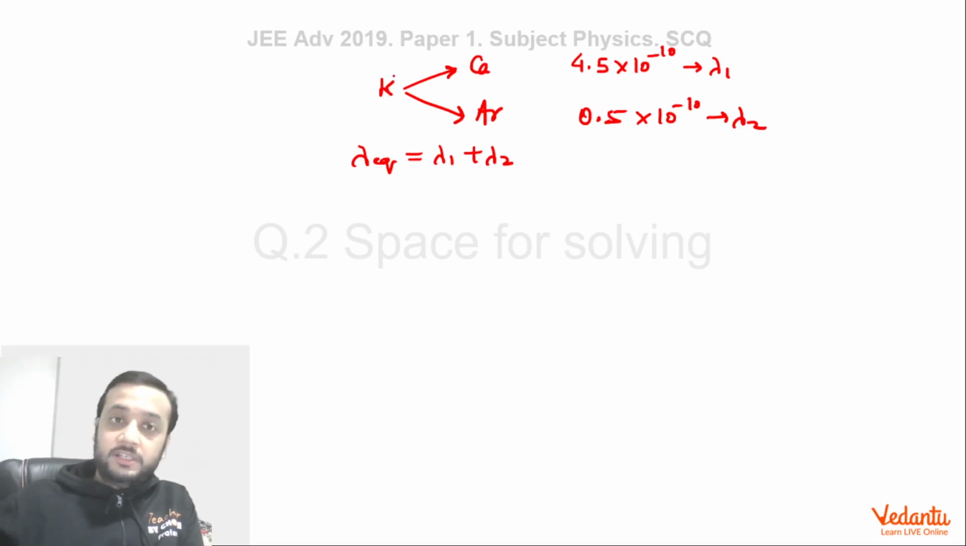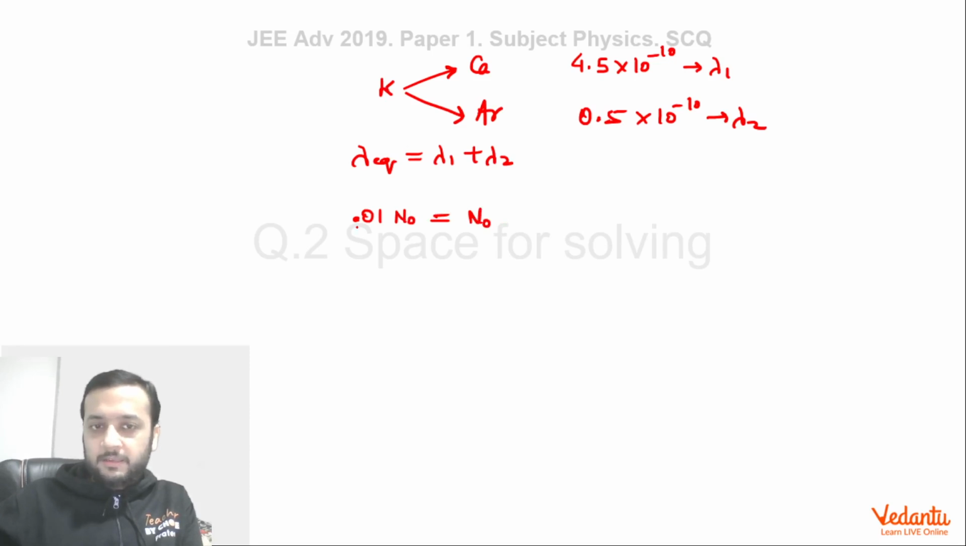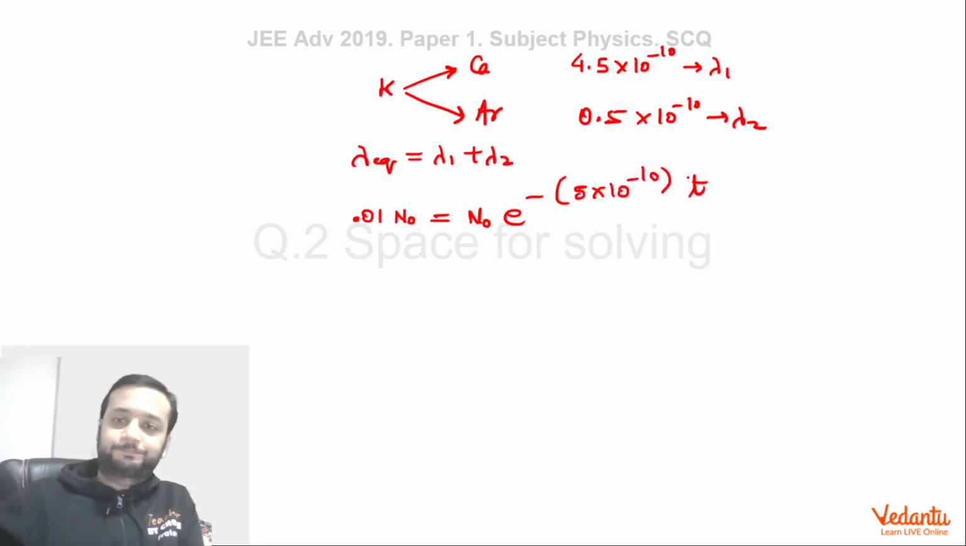So if you assume that the initial sample was n naught for potassium, then after the time t, the potassium left will be 0.01 n naught. This is the number of nuclei of potassium that would be left if the initial was n naught. So we can just apply the formula. The number of nuclei left is equal to the number of nuclei at the initial time into e to the power minus total lambda, which is 5 into 10 to the power minus 10, into time, right? So this n naught will cancel out.